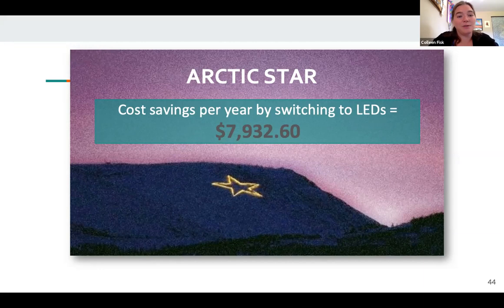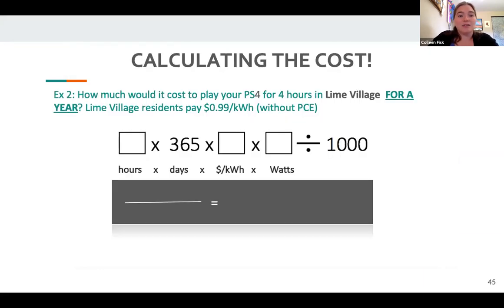So then I also go through an example of Lime Village, which they pay 99 cents. Oh, and I have that wrong. It's actually with PCE. Their electric rate is insane. It's the highest one I could find. But for emphasis here, even with PCE, even with some help from the state, it's 99 cents per kilowatt hour. And that would be $404 a year just for using PS4 and TV.